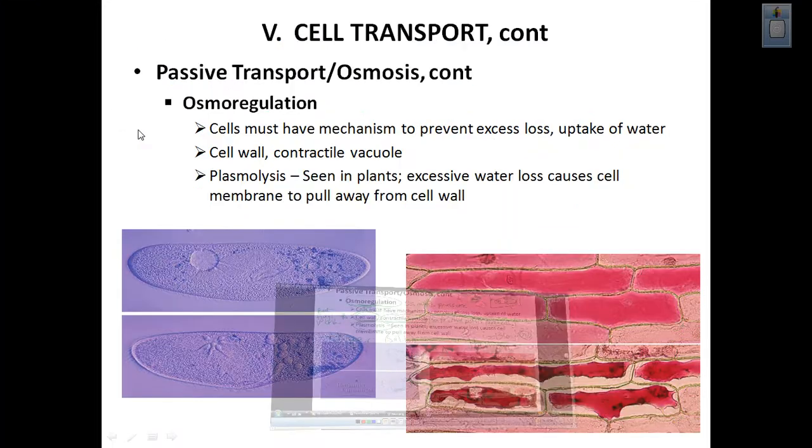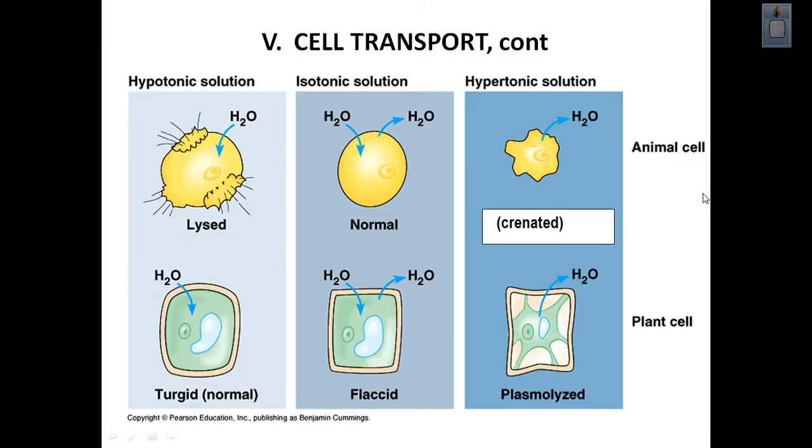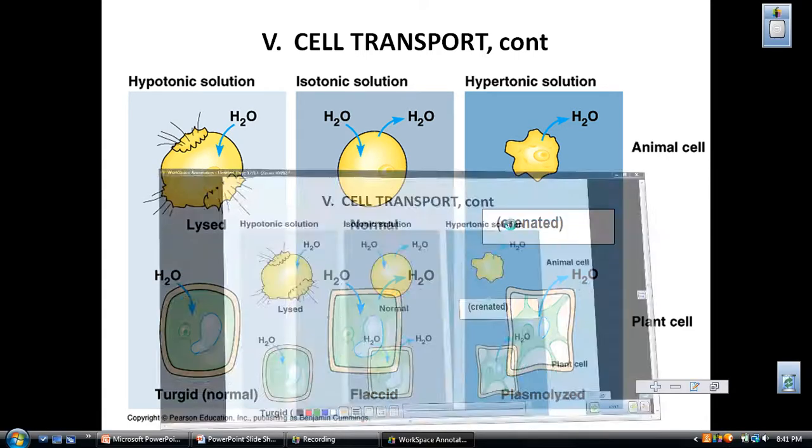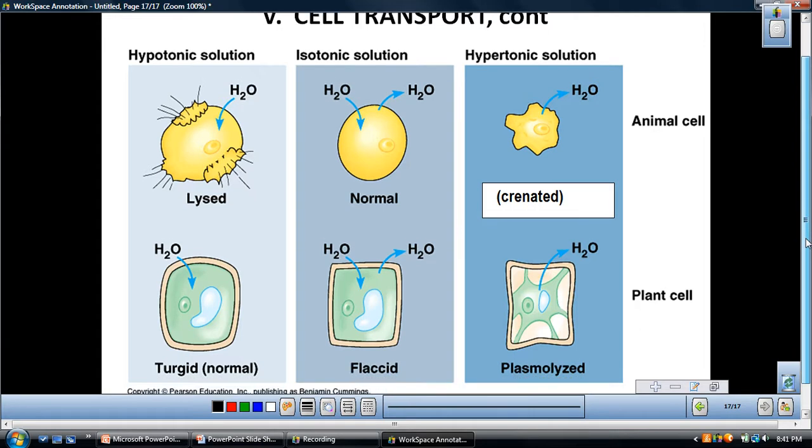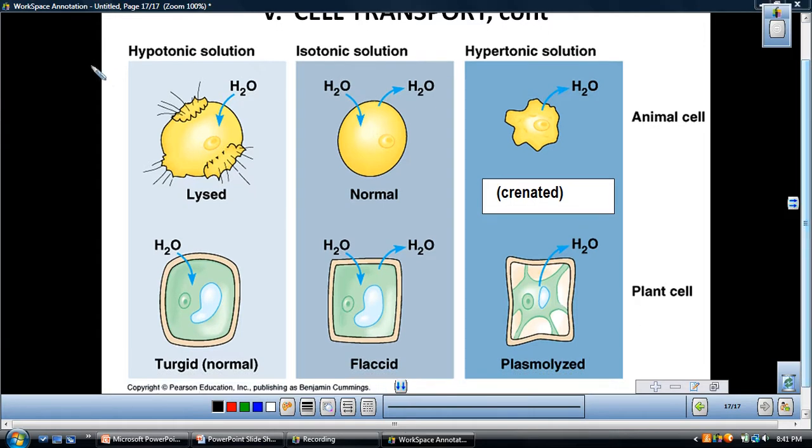Alright, I think the last slide is one where you can see the differences between putting an animal cell and a plant cell in a hypotonic, isotonic, or hypertonic solution and what some of the effects are. So I'm just going to write a few notes on here, and like I said, this is our last slide for passive transport. Okay, so hypotonic, I'm going to go ahead and write over here. This means low solute, high H2O.